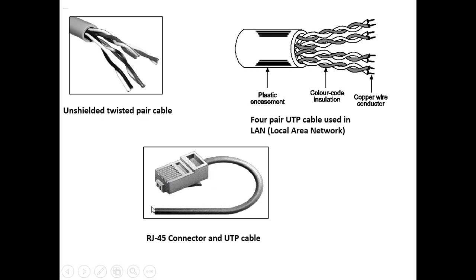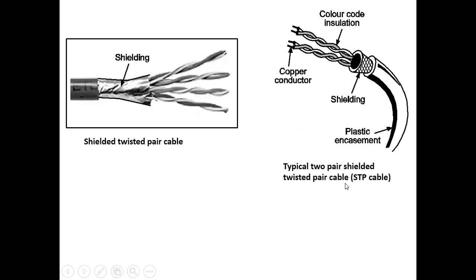This UTP cable looks like this, and the end is nothing but an RJ45 connector. So with the help of this RJ45 connector, this UTP 4 pair cable is always connected. Now shielded twisted pair cable: compared to the previous cable, shielding is used. In UTP there was no shielding, but as far as shielded twisted pair is concerned, you will have a shielding.